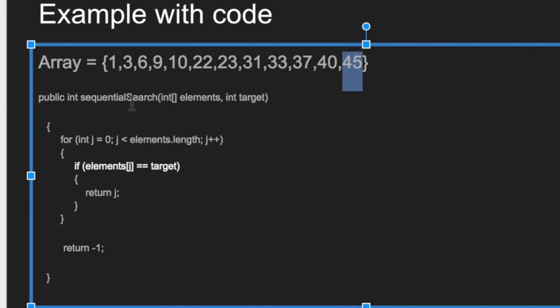Best case scenario is big O of 1, because if you're looking for, let's say, the number 1, then you're going to find it your first time through. So the 1 refers to the number of times needed to find it. All right.